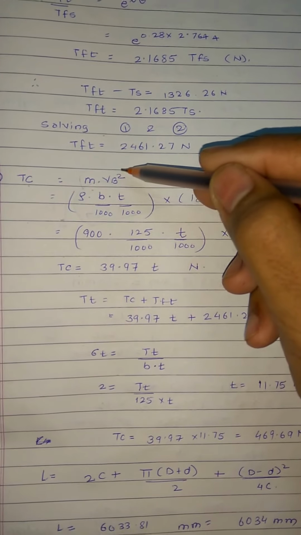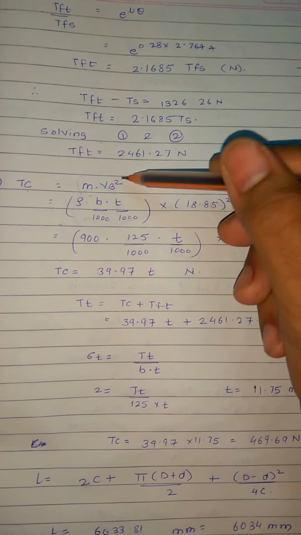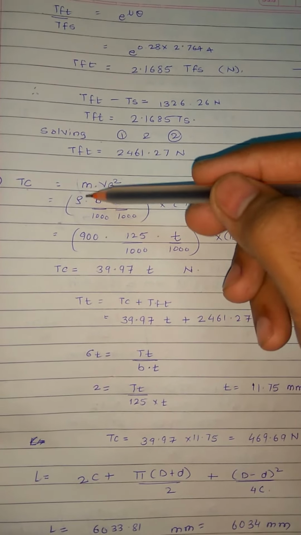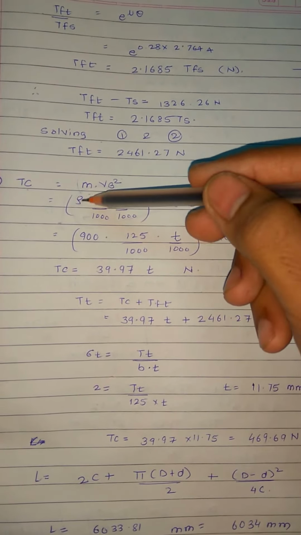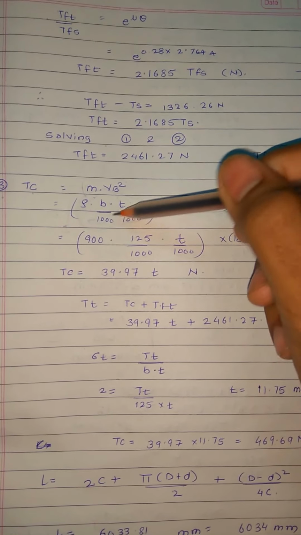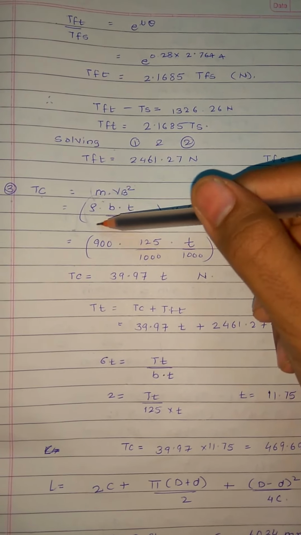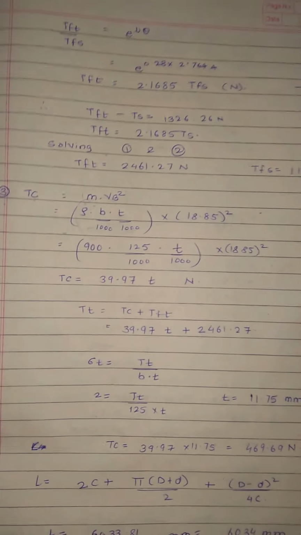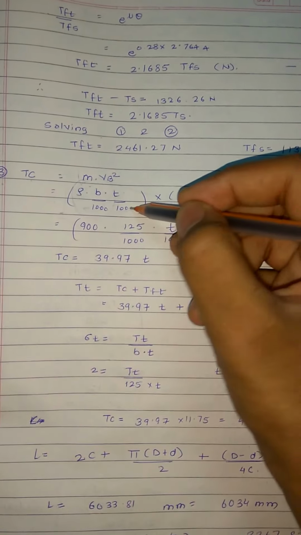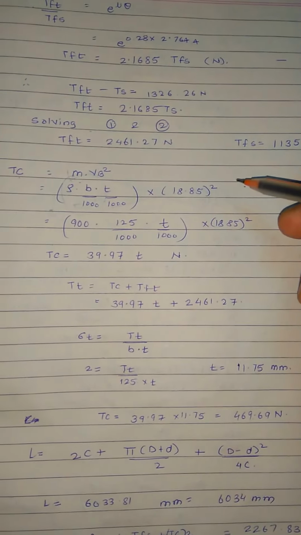That is mass into velocity square. So mass will be rho into B into T, that is density, how wide it is, how thick it is. In short, mass is equal to density into width into thickness. Now I have divided it by 1000 to make it meter, whereas I have not divided density because it is already in meter cube. So 1000, that is meter, into velocity square.